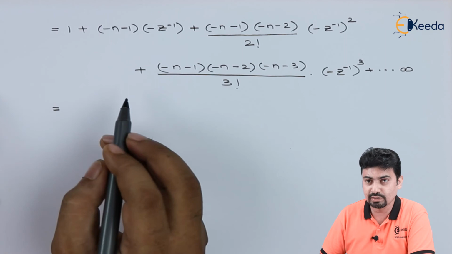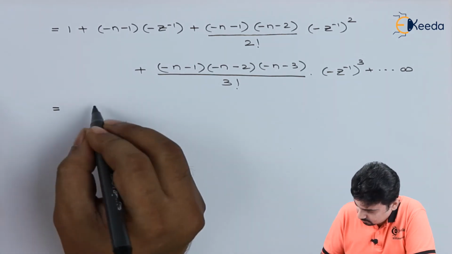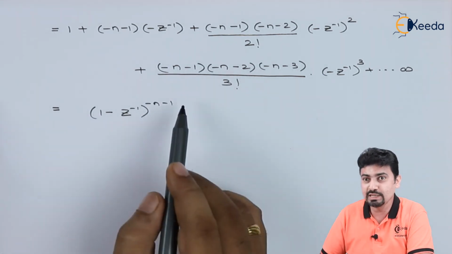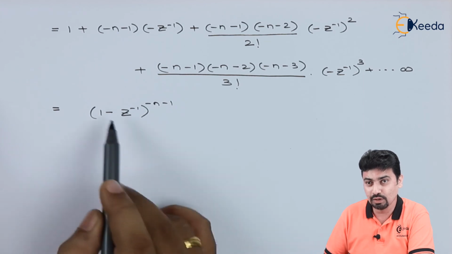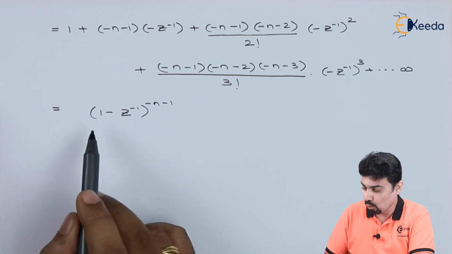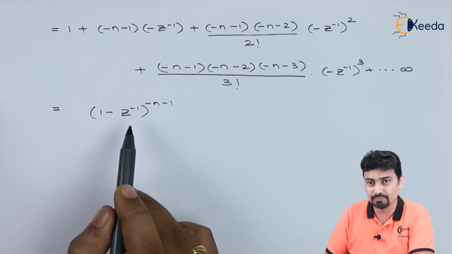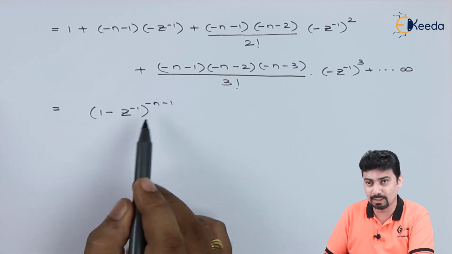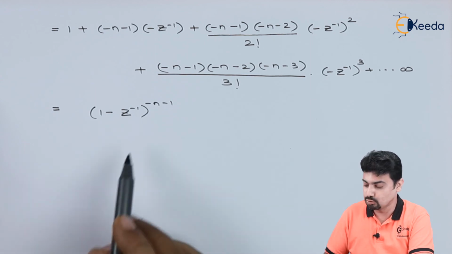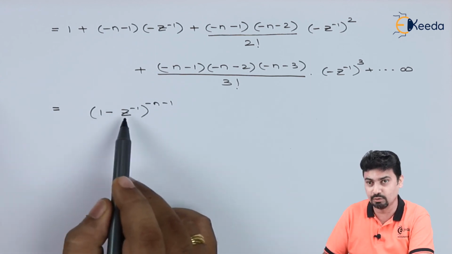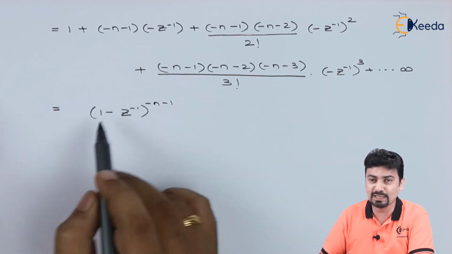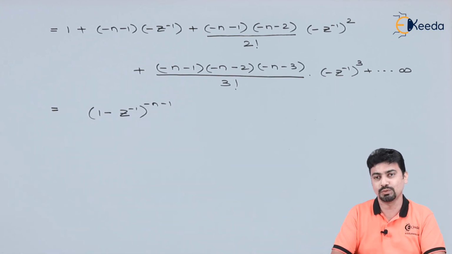When we simplify this further, we get our final answer. We get this because this is a series for 1 minus z raised to minus 1 whole raised to minus of n plus 1. Or rather, we can say this is a series for 1 minus z raised to minus 1 whole raised to negative n plus 1, that is 1 upon 1 minus z raised to minus 1 whole raised to n plus 1. So it's basically the reciprocal of 1 minus z inverse raised to n plus 1, which is given by this particular series. This is the simplest form of the required z transform which we have solved the question for.